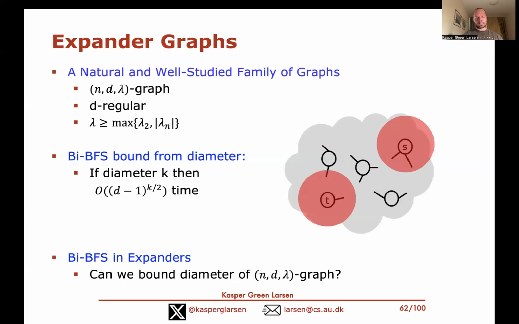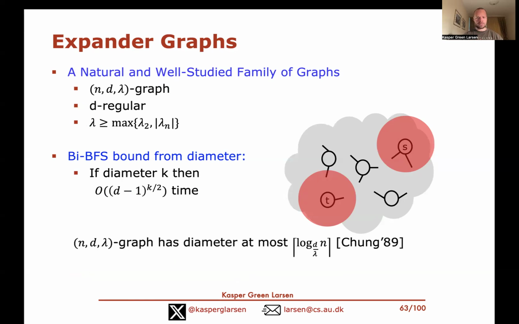Now, of course, the natural question to ask is, okay, can we bound the diameter of an (n, d, lambda) graph, one of these expanders? And indeed, you can actually bound the diameter. It's a very old result from 1989 that shows the diameter of such an (n, d, lambda) graph is at most log base d over lambda of n, rounded up, but morally log base d over lambda of n.